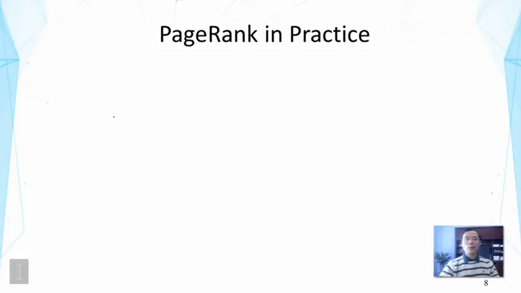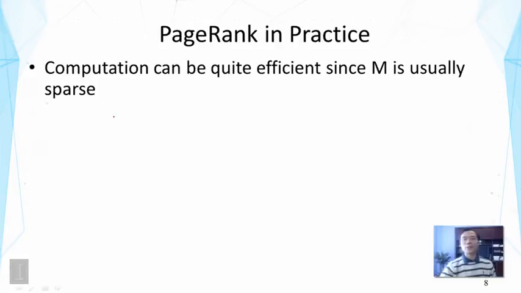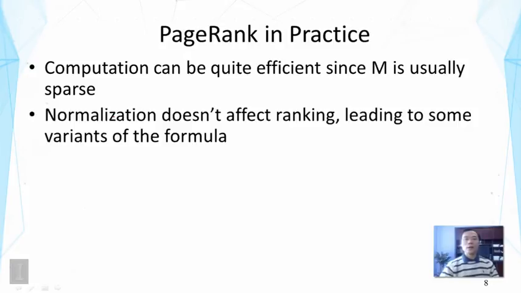So in practice, the computation of PageRank score is actually efficient because the matrix is sparse, and there are some ways to transform the equation so that you avoid actually literally computing the values for all those elements. Sometimes you may also normalize the equation, and that would give you a somewhat different form of the equation, but then the ranking of pages would not change.